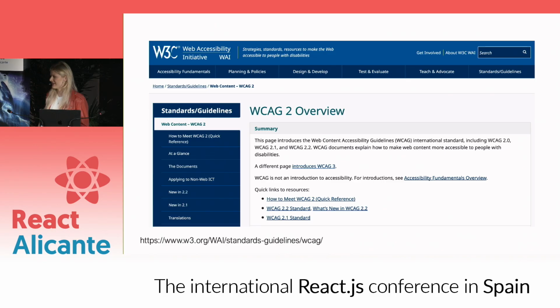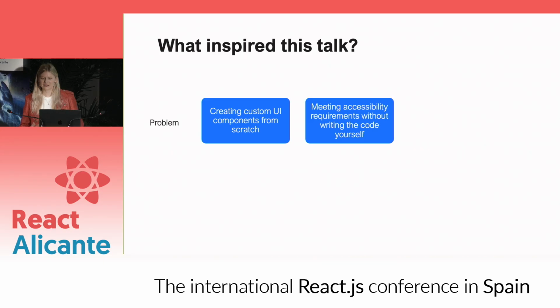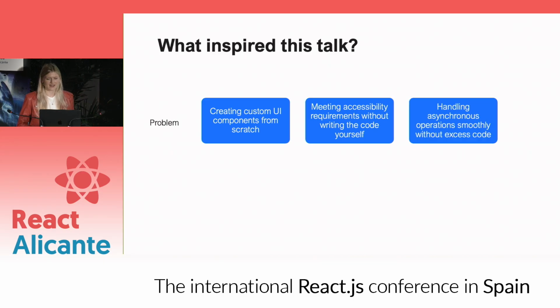But the problem is I'm not an accessibility expert, and I don't have any dedicated resource to help me directly understand and decode this. So I had another problem, building a UI that is accessible without writing the code for that yourself. And I had a third problem, one commonly encountered in React, handling asynchronous operations smoothly and avoiding flickering pending states and unstable UX without a lot of extra code.